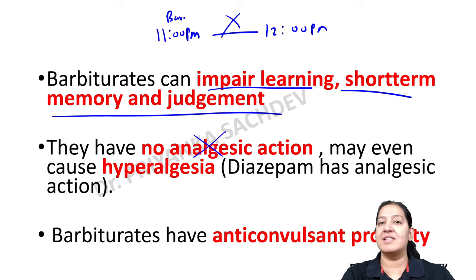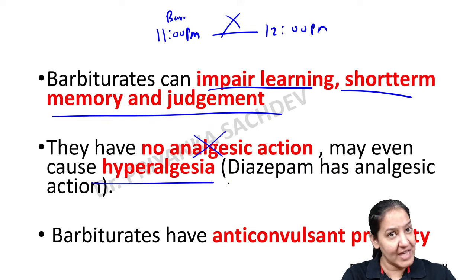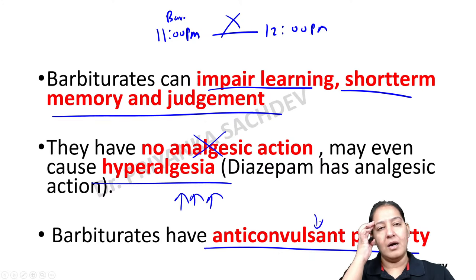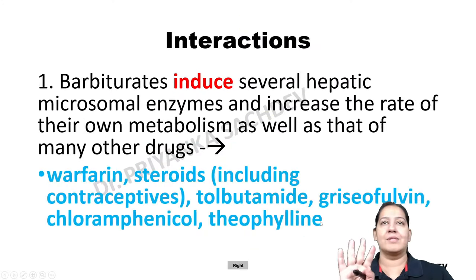Right? It doesn't have any analgesic action. No pain reduction. Rather, it is having hyperalgesia. It increases pain. Right? It has anticonvulsant property also. It increases seizure threshold and reduces seizures.